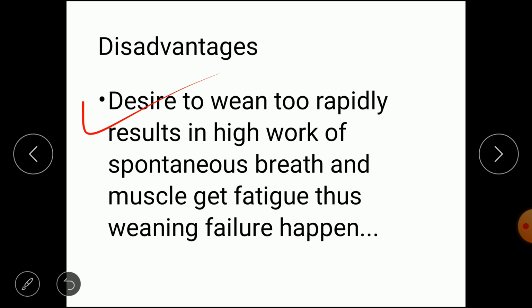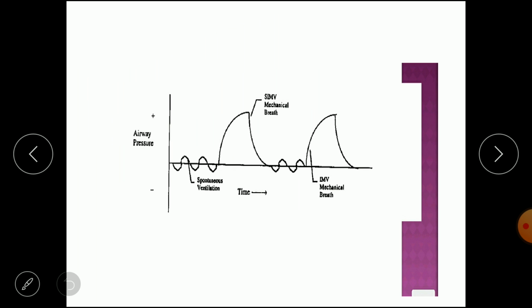The spontaneous breathing is more than what the mechanical ventilation provides. So the muscle gets fatigued due to continuous breathing. In the desire to move toward weaning, the muscle gets fatigued and weaning failure happens. So it is a disadvantage. Here in this graph.